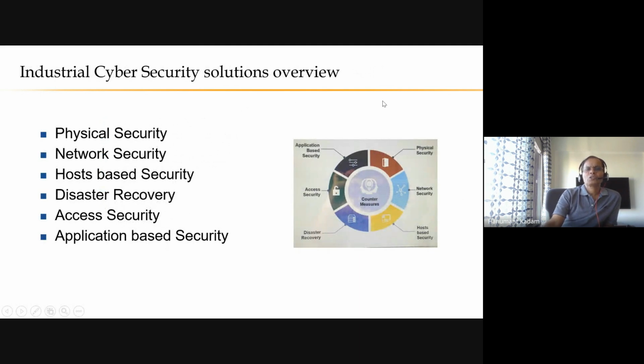So, industrial cybersecurity solutions overview: physical security, network security, host-based security, disaster recovery, access security, application-based security. So, at each location, you can have security. Physical security means inside the factory, a security person is there, checking your proper identity and then allowing. Network security means at the network level, firewalls and all. Host-based security, and access security means for a particular area you need to have access. So those types of solutions are available.